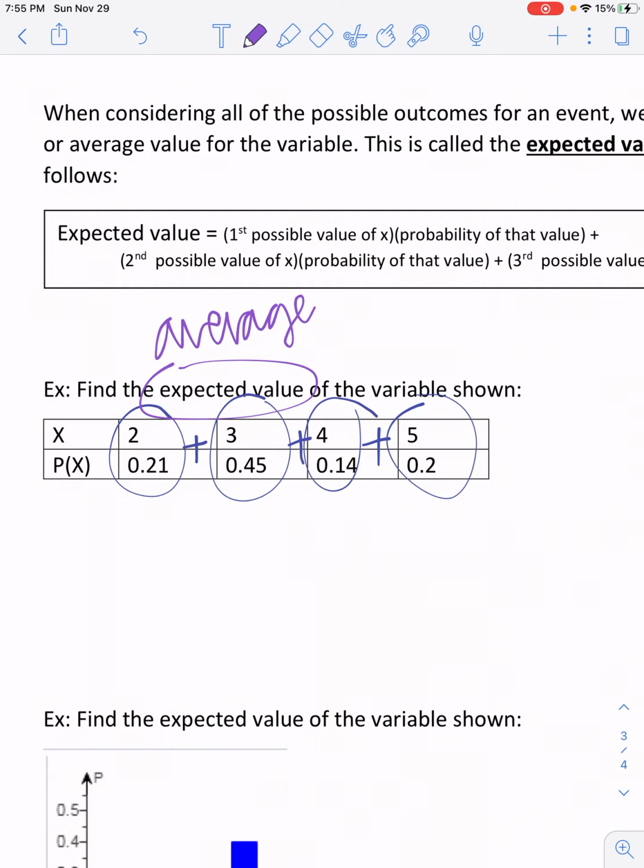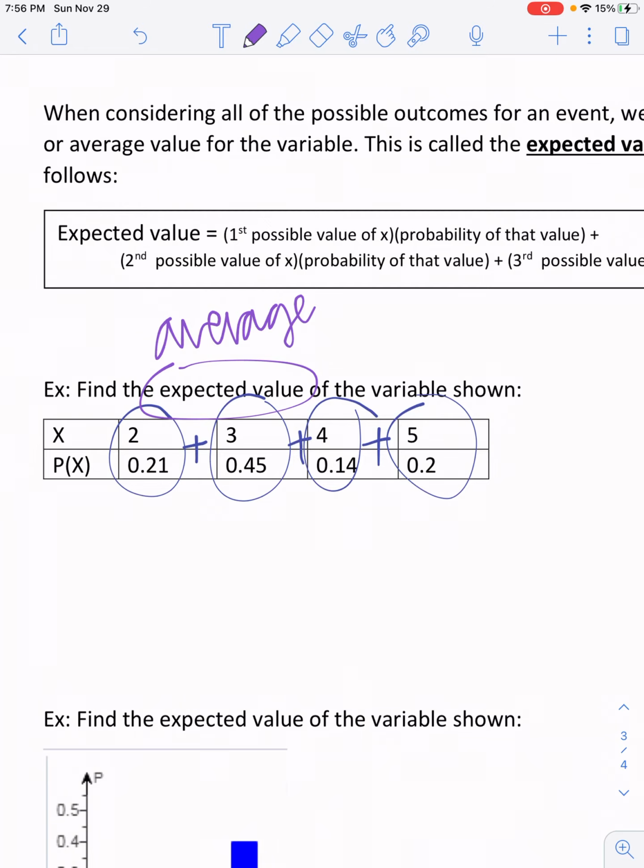So let's give some context to this. Let's say this is how many Netflix movies people watch per month or week, I don't know. So let's say 21% of people watch 2 videos a month, and 45% of people watch 3. 14% watch 4, and 20% watch 5, all right? And we want to say on average, what is the expected value? On average, how much do people watch?